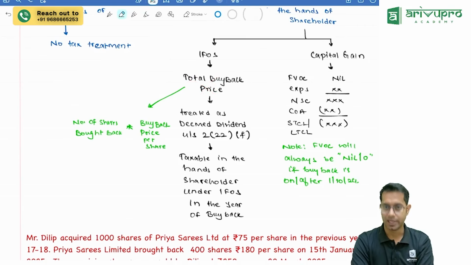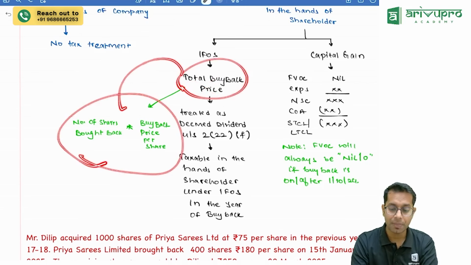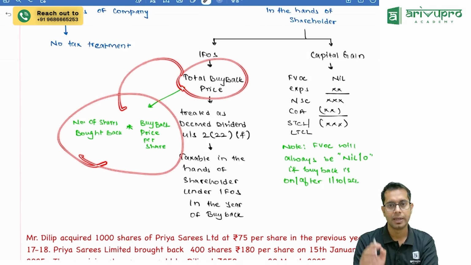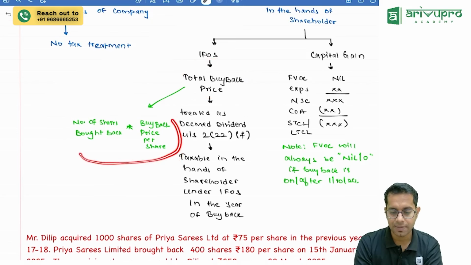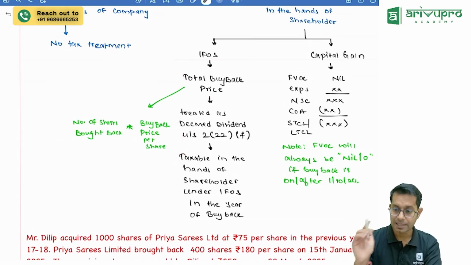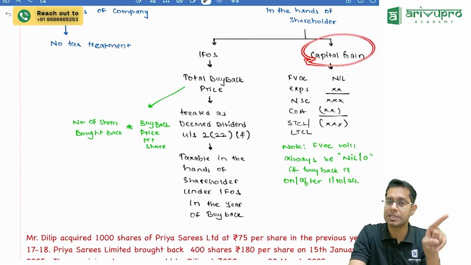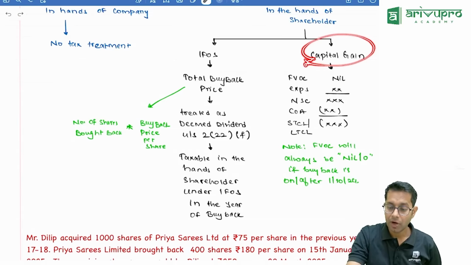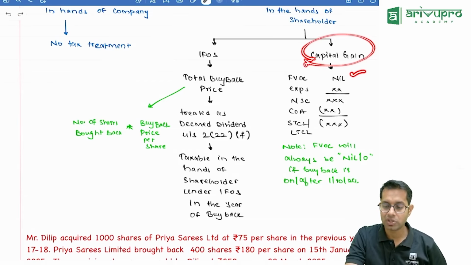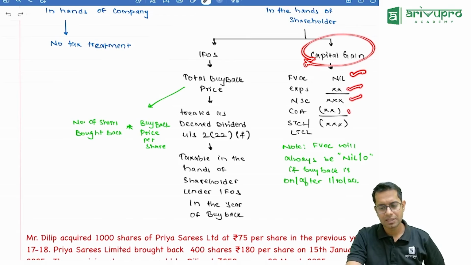Now the law has been changed. What is the law telling? Whatever amount you receive, the total amount will be taxable as deemed dividend. It will be treated as deemed dividend and it will be taxable under income from other sources. Whereas in capital gain computation, of course capital gain will be there because you would have purchased the shares. For capital gain computation, take full value of consideration to be equal to 0, subtract expenses, you will get net sale consideration, subtract your cost, you will get your loss.